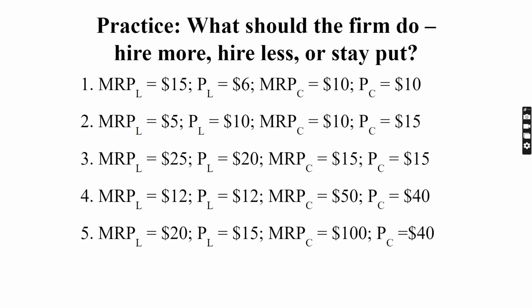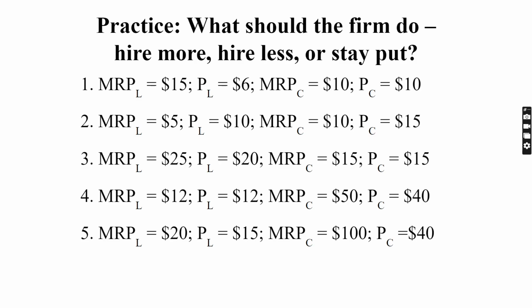Okay, question number 1. Here we've got, for all these questions, the marginal revenue product of labor and the marginal revenue product of capital, and then the prices of labor and capital. And it's your job to figure out if the firm should hire more, hire less, or stay put and maintain the current level.